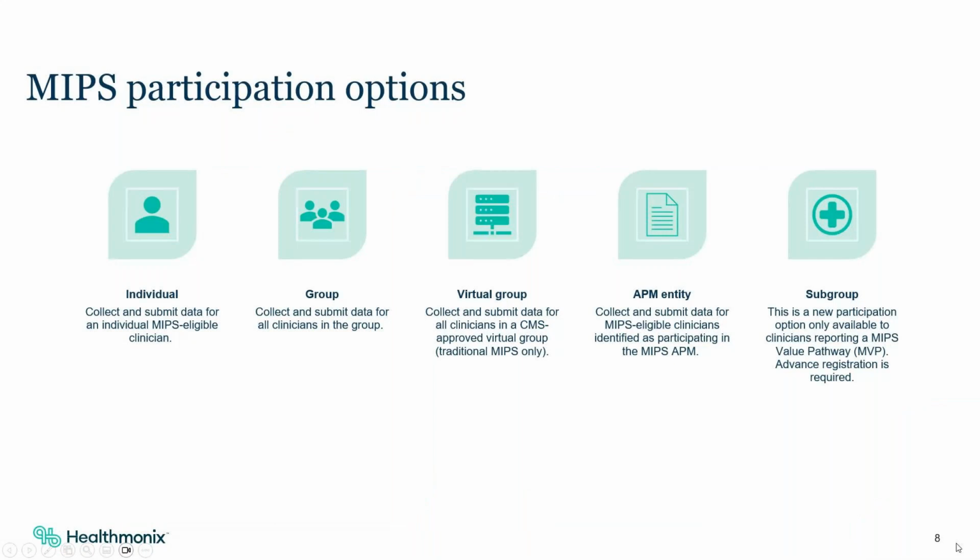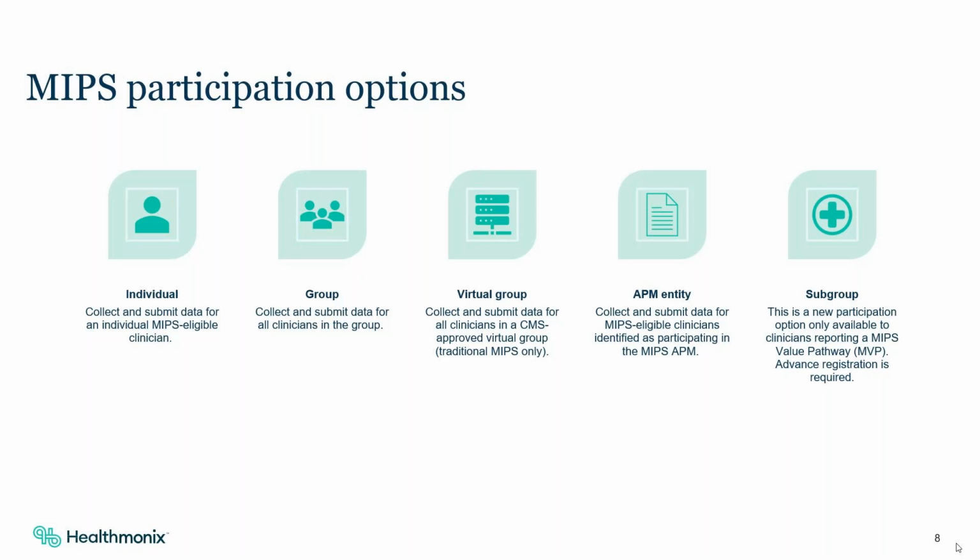When you're in the MIPS program, there are now 5 different options for reporting. Despite the fact that CMS says they're trying to make this easier and simpler for everyone, the options are multiplying. Once you find an option, perhaps it is simpler, but getting to your option can be quite challenging. We help a lot of folks here at Healthmonix figure out their best strategy or strategies to report.